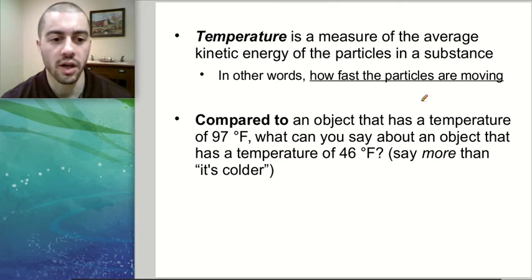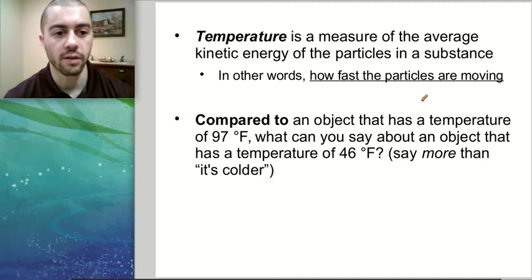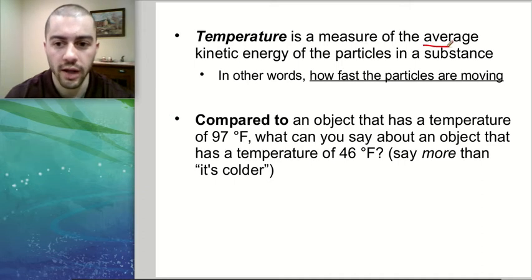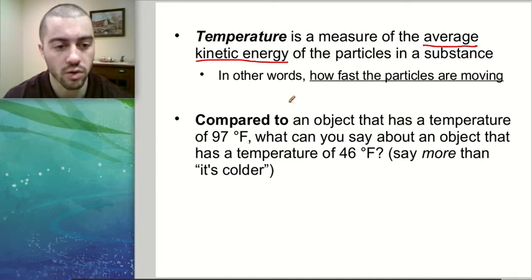Alright, in this video we're going to talk about different temperature scales, the two main temperature scales, and how we can convert back and forth between those two scales. So first of all, what is temperature? Well, temperature is a measure of the average kinetic energy of the particles in a substance. So what this tells us in simple terms is how fast the particles are moving.